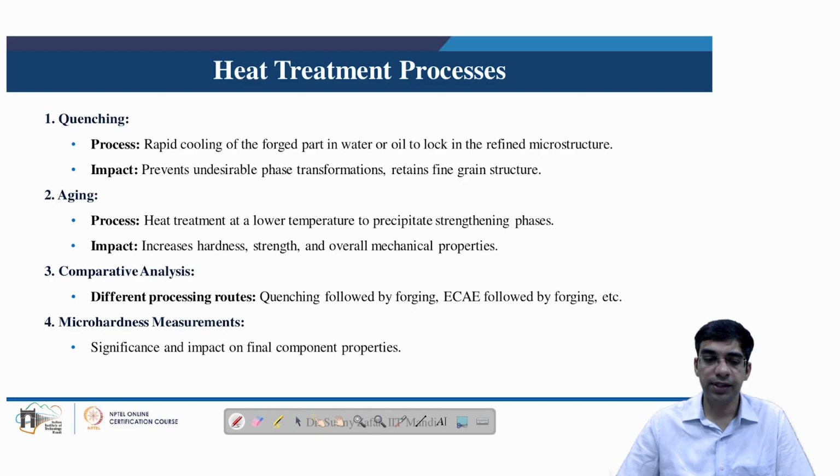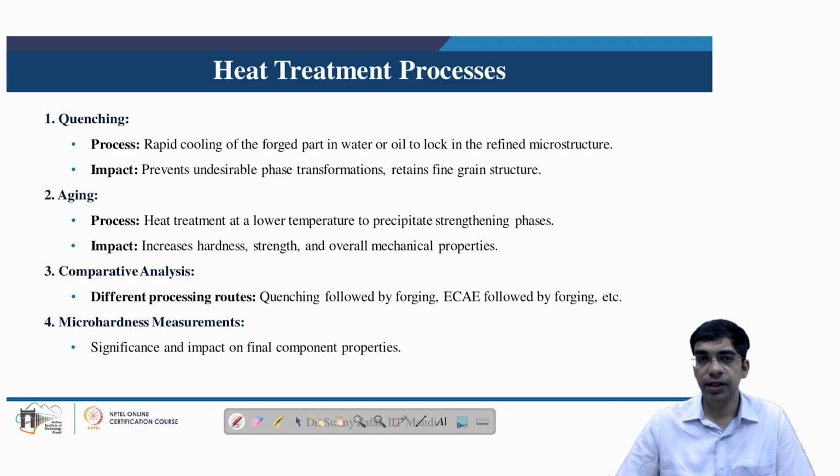The quenching process involves rapid cooling of the forged part in water or oil to lock the refined microstructure. This prevents the undesirable phase transformations, retaining the fine grained structure.